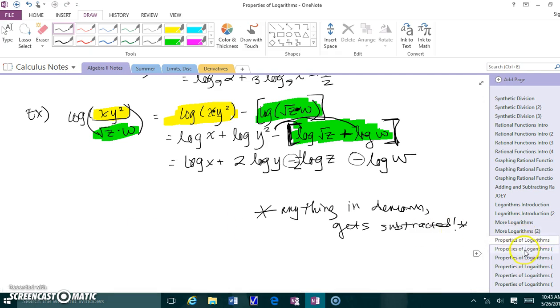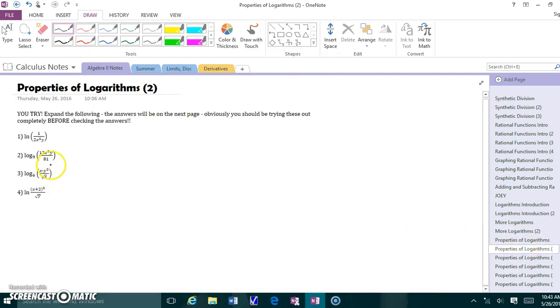All right, cool. Let's move to some problems for you to try. Pause the video right now. You're going to write these 4 down. I want you to try them, expand them all out using those properties, and in just a second, I'll show you the answers. Obviously, do not move to the answers until you try these 4. You're not really going to learn the best if you're just copying my work without trying it.